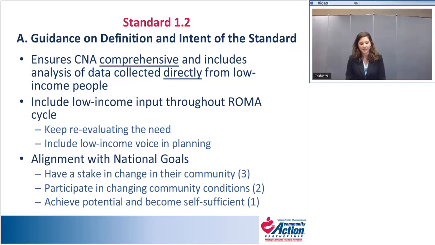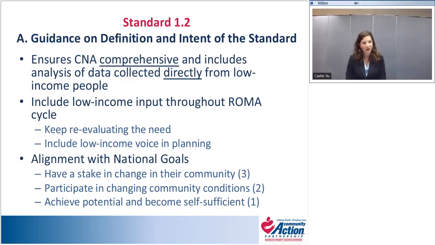ROMA is about assessment, planning, and evaluation constantly, which is why it's a cycle. I'm sure that you all have that posted up in your office. But it really requires that we're consistently reevaluating the need from the low-income people, because then it will help us guide our planning efforts and figure out what we're evaluating our success against. If we don't know what our starting point is, what need we're trying to fill, it becomes harder to evaluate whether we've met that need or not.